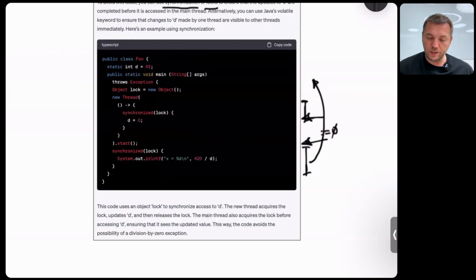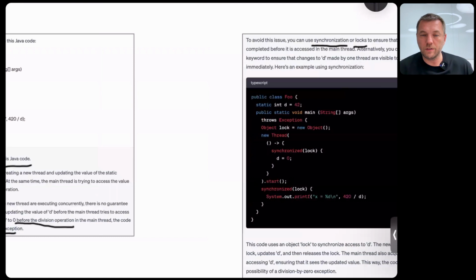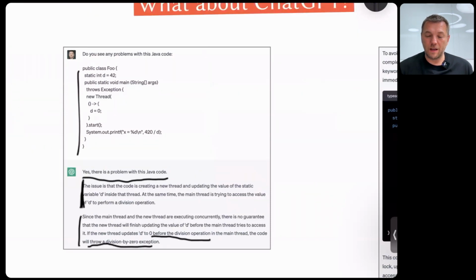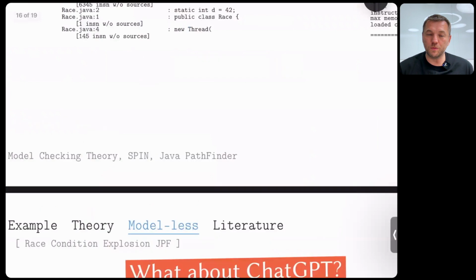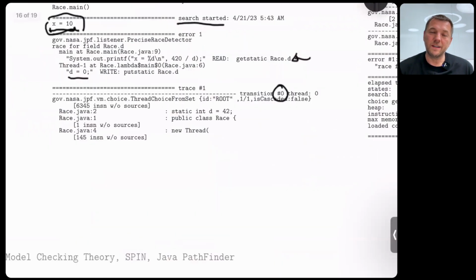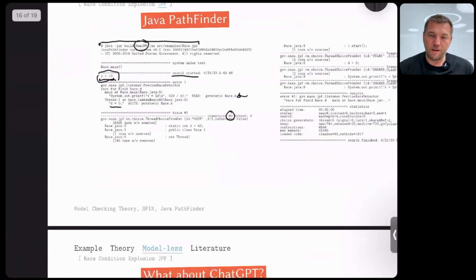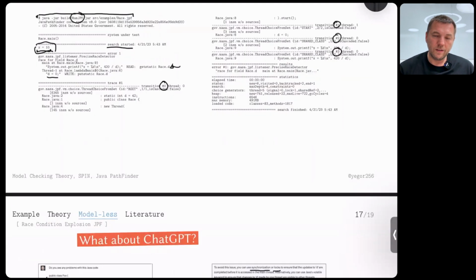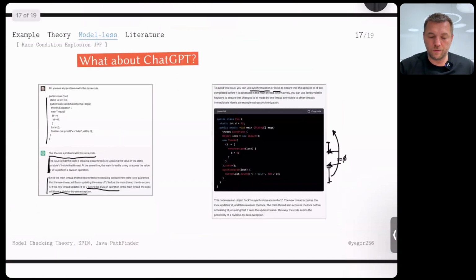But of course, the description of the problem was absolutely correct, accurate, and surprisingly, as usual, surprisingly detailed. So it's not just a line of code with this absolutely difficult to digest output like coming from Java PathFinder, but actually it's a textual description of what's going on. There you are.